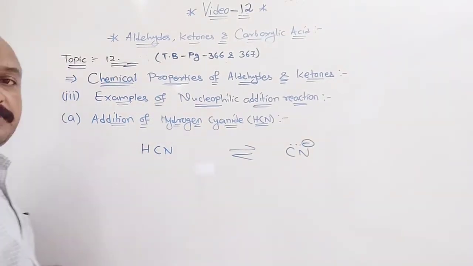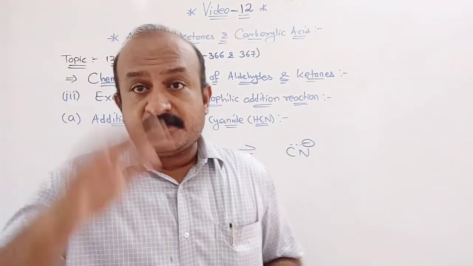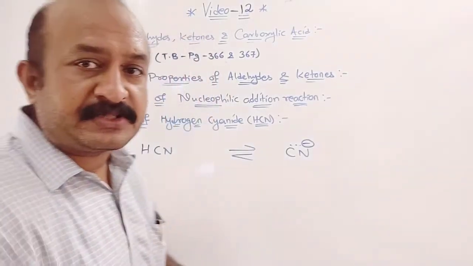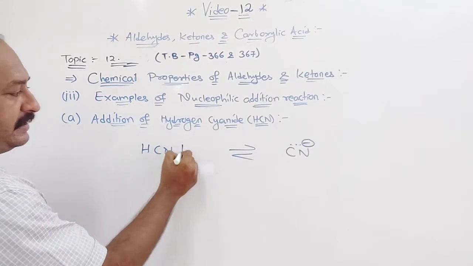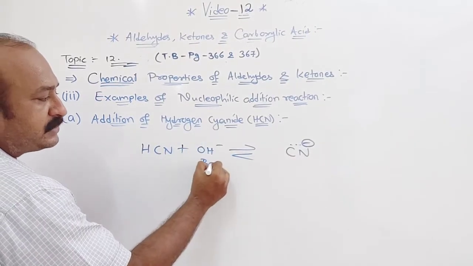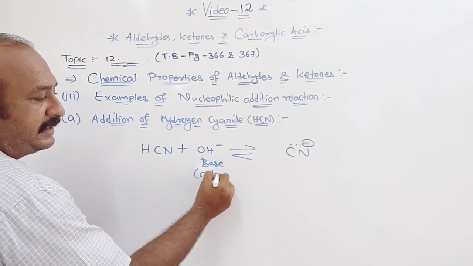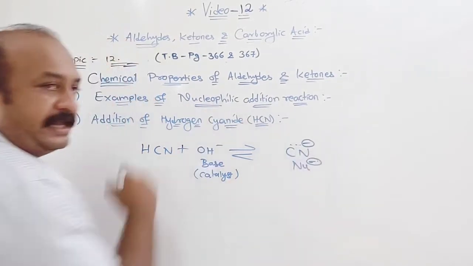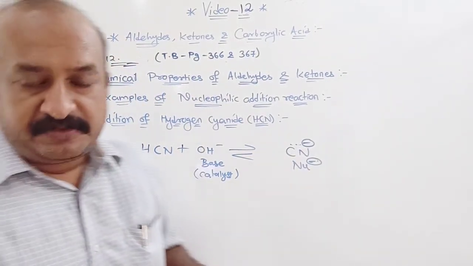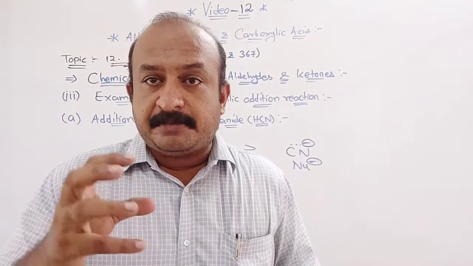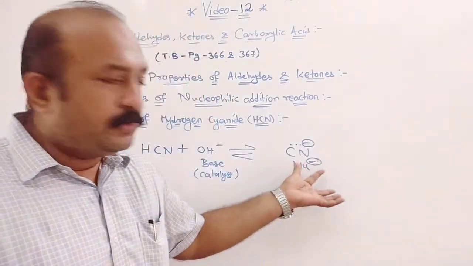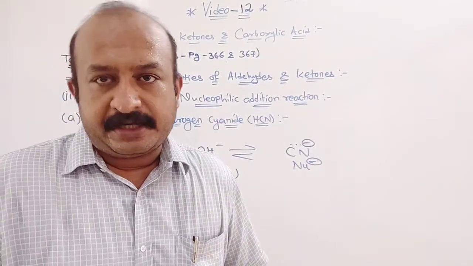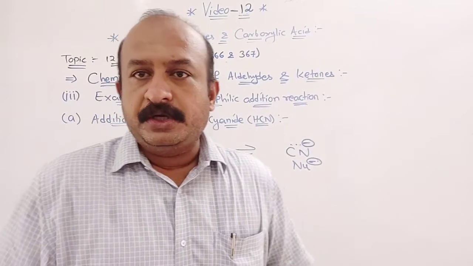To get this nucleophile, the reaction is very slow, so we use a catalyst. What do we use? A catalyst to speed up the reaction, and the catalyst used with HCN is a base. Base is used as a catalyst to produce a nucleophile for the reaction. Clear? So the reaction with HCN is slow, so we use a base as a catalyst to boost the reaction and get a nucleophile, and that nucleophile will add to the carbonyl carbon, either of an aldehyde or a ketone. Okay, so that we are going to study.